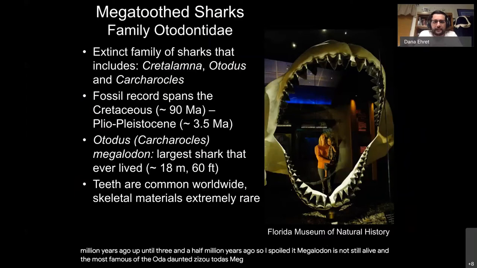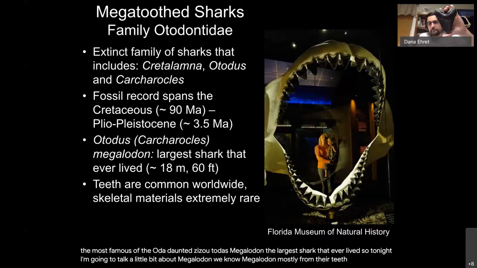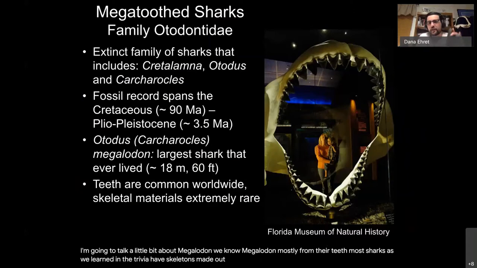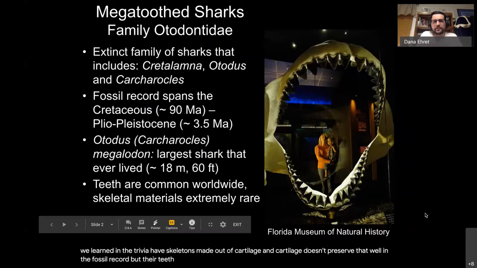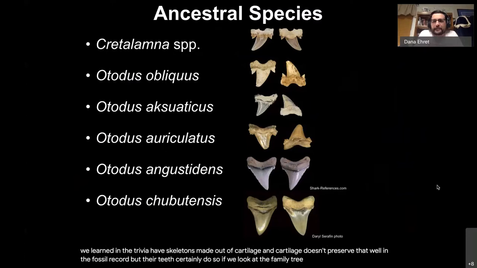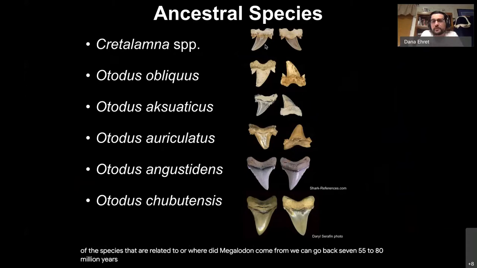So tonight I'm going to talk a little bit about megalodon. We know megalodon mostly from their teeth. Most sharks, as we learned in the trivia, have skeletons made out of cartilage, and cartilage doesn't preserve that well in the fossil record, but their teeth certainly do. So if we look at the family tree of megalodon, where did megalodon come from? We can go back 75 to 80 million years to this fossil shark called Cretalamna. And you can go to Big Brook in Monmouth County, New Jersey, a county park, and you can actually find teeth from Cretalamna. You can go sifting if you follow the park rules and find your own Cretalamna teeth.